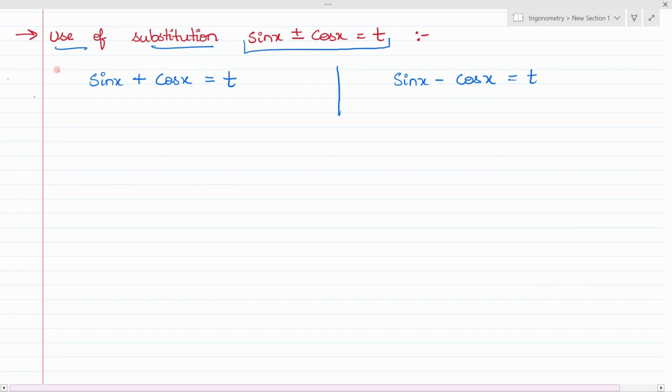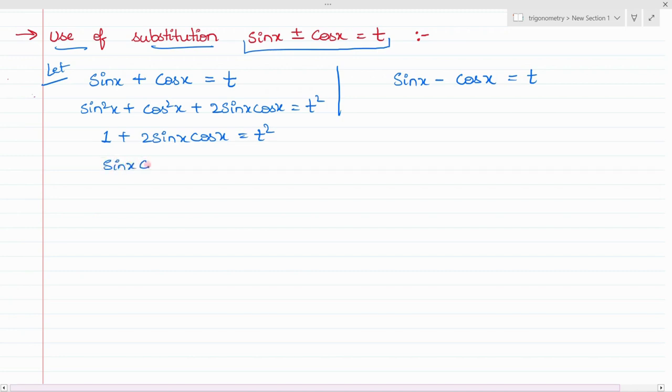Why t? Because when you assume this and square both sides, it becomes sin square x plus cos square x plus 2 sin x cos x equal to t square. So sin square x plus cos square x is nothing but 1, plus 2 sin x cos x is equal to t square. And sin x cos x can be written as t square minus 1 by 2.